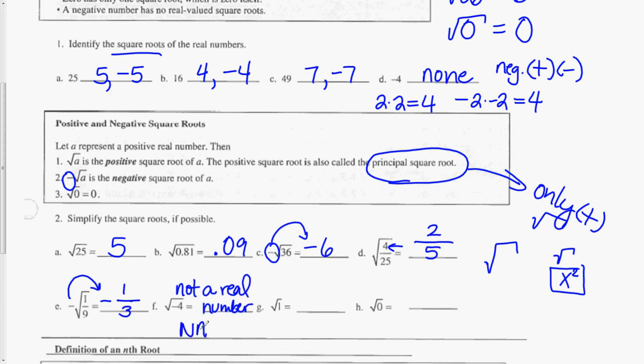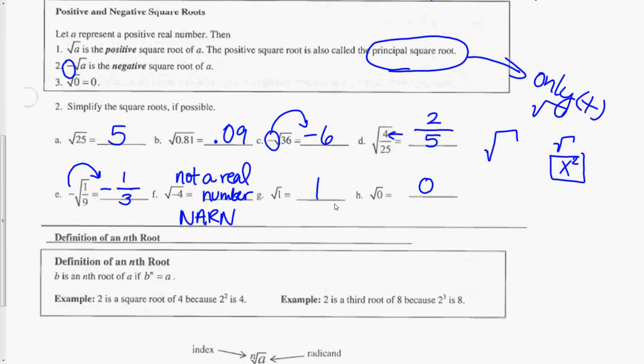Sometimes you'll see me write NARN for short, not a real number. All right, the square root of 1 is going to be 1, and the square root of 0 is just 0. All right, so far so good.